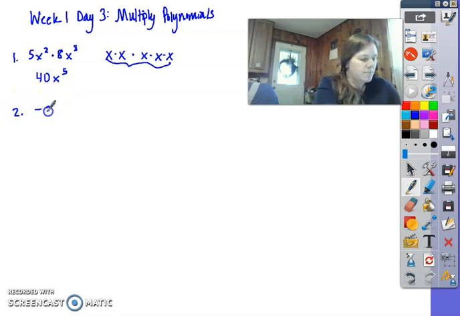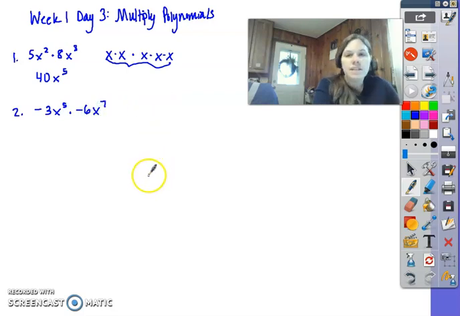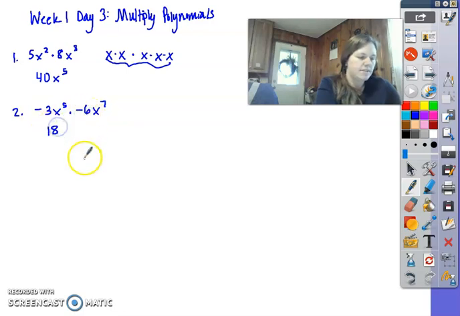Take a look at another one, negative 3x to the 5th times negative 6x to the 7th. Same idea, take your coefficients, the negative 3 and the negative 6, and we just multiply those. Negative times a negative, remember, will be a positive. 18x to the, well, if I have 5 x's here being multiplied by another 7 x's there, how many total x's does that leave you with? Hopefully you said 12.